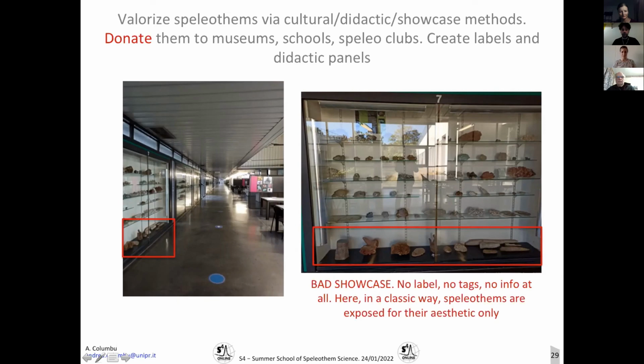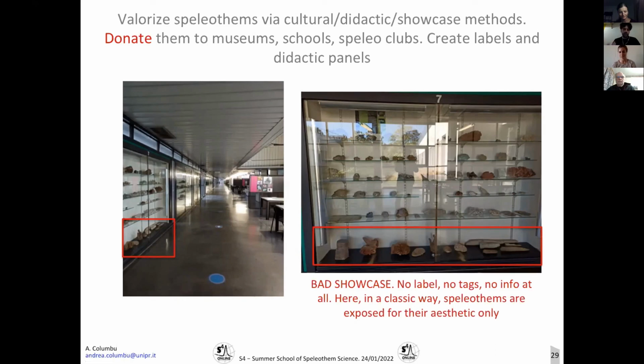This is my new institution, Parma University in Italy. Here in the main corridor, there are multiple showcases showing minerals and rocks, and just at the bottom of this very dark showcase, there are speleothems. There are stalagmites here, but also stalactites. But this is something I consider a bad showcase. There are no labels, no tags, no info at all. I still don't know where these specimens come from. This is how speleothems are exposed in a classic way, only for their aesthetics.